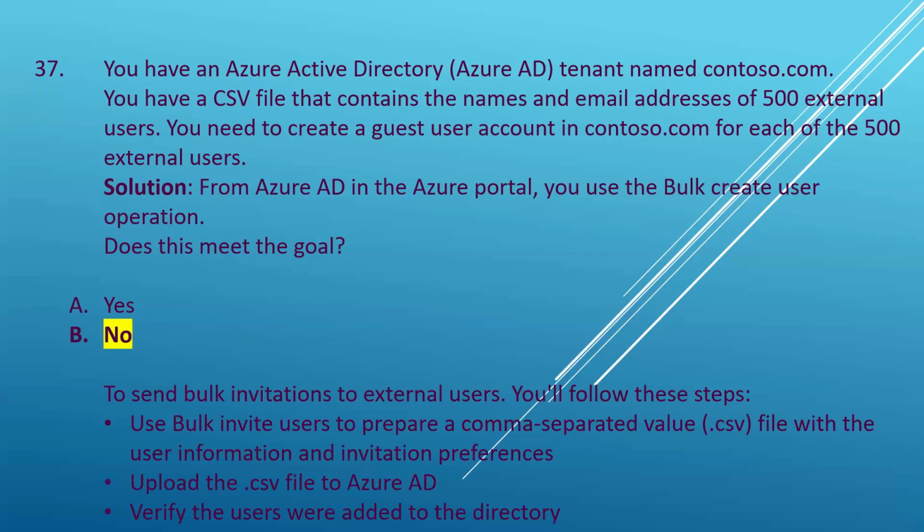To send bulk invitations to external users, you'll follow these steps. Use bulk invite users to prepare a comma separated value, which is CSV file with the user information and invitation preferences. Upload the CSV file to Azure AD, and then you will verify the users were added to the directory. Basically, when you are adding the external users, you use invite option and not create option. Bulk create is for internal users, which is why I was telling you to focus on the keyword that you need to deal with external users here.